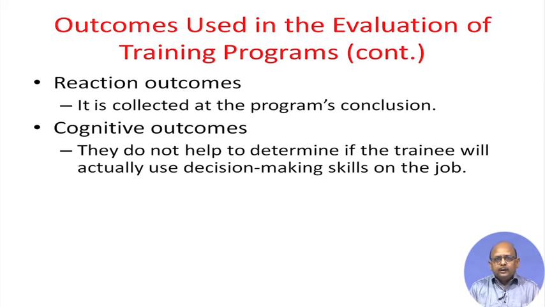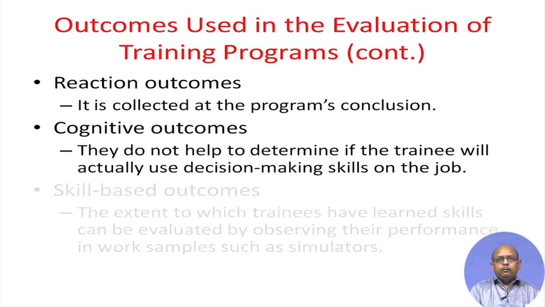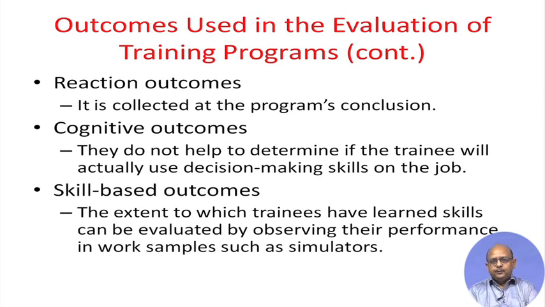Then the second outcome that is related to learning or knowledge is cognitive outcomes. So, then you ask whether you have learned something or not, whether it is going to really help you to take certain decisions on the job, whether it is really helping you to perform your job in a better way or not. So, this is what you know as cognitive outcomes, and finally, you have skill based outcomes.